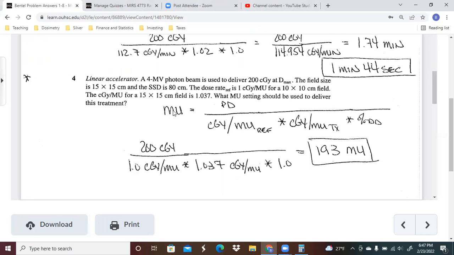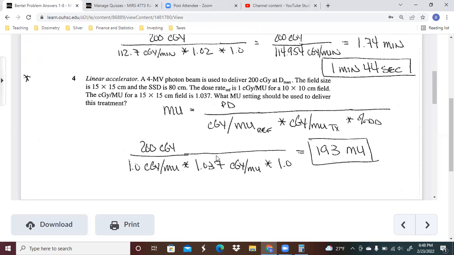Okay, well, the number of MUs is going to be equal to the prescribed dose divided by the product of the dose rate at reference, and then the dose rate per MU for the treatment times the percent depth dose. Now, what does all of this mean? Well, we know this particular value because this is standard. Usually a 10 by 10 dose rate at maximum is what we're referring to here. Now, we're not treating with the 10 by 10, we're actually treating with the 15 by 15. So what do we need to do? We're going to need to scale that.